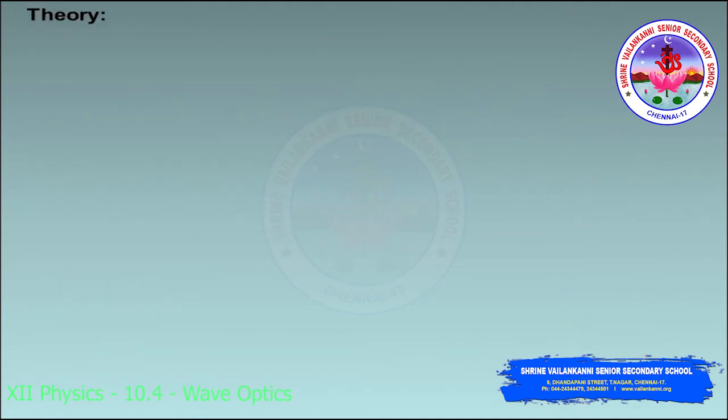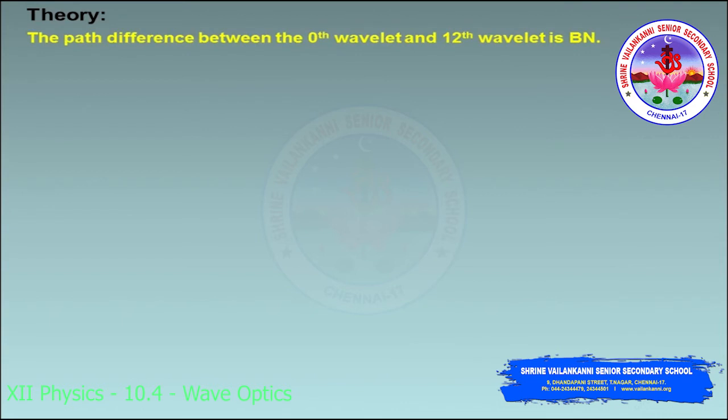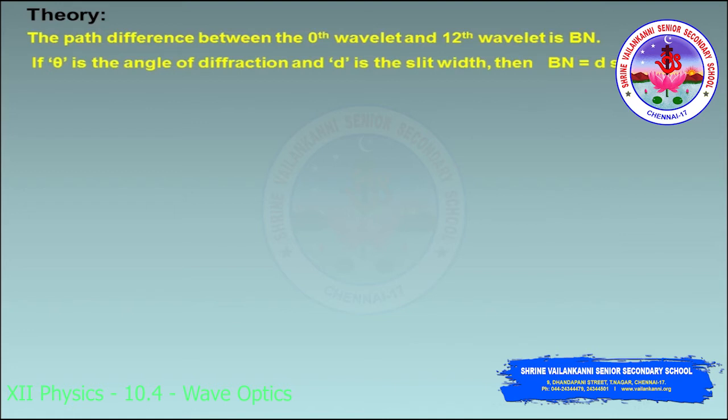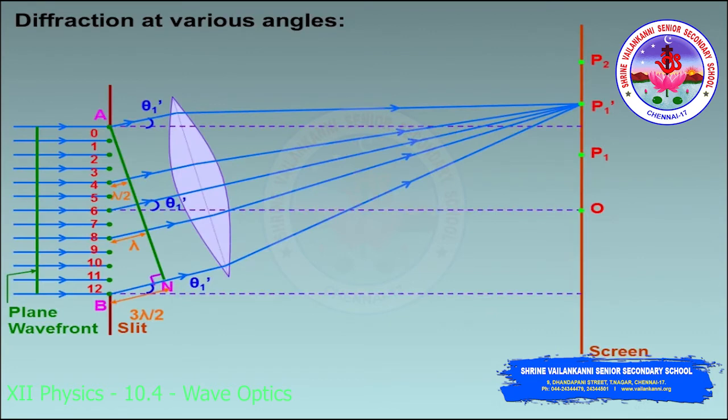So now, how the theory goes, we'll see the path difference from 0 to 12 between the BN. Suppose theta is the angle of diffraction and d is the slit width, then what will it be? BN is equal to d sin theta. See, through this we can calculate this path difference. For your convenience, I'm showing the previous diagram. Suppose the secondary wavelet is diffracted at an angle theta, or focused at point P or P dash.